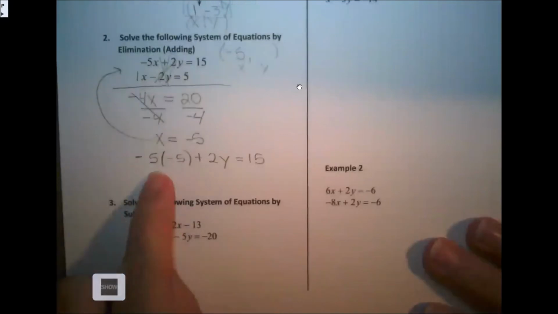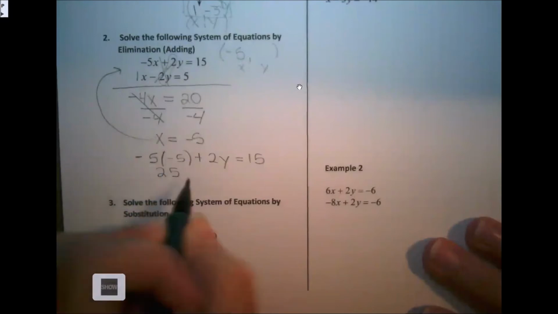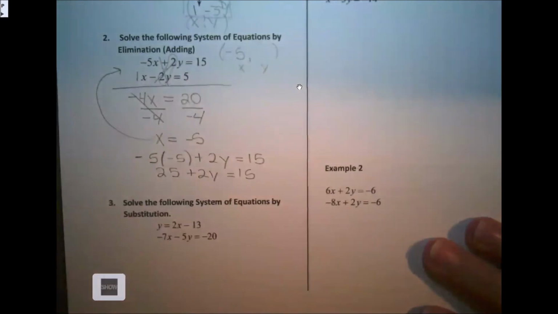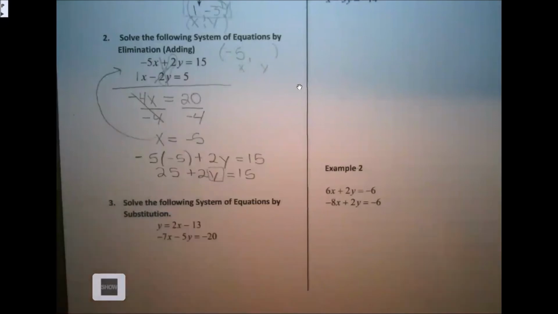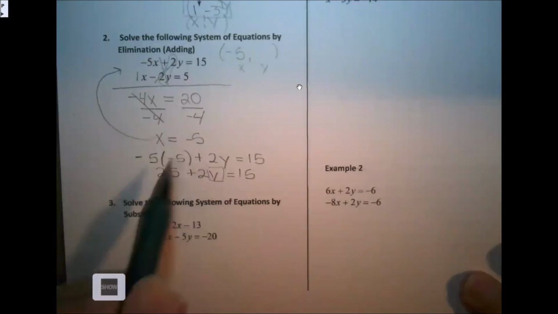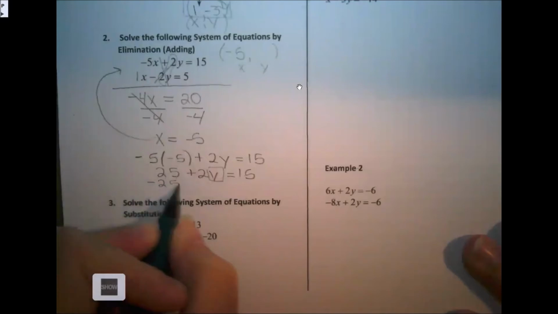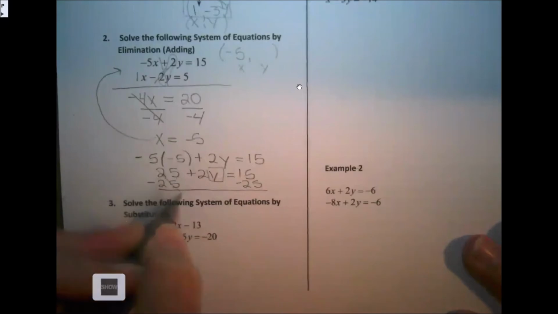So -5 times -5 gives you +25 plus 2y equals 15. Now again, we want to get this y by itself. So what do we have to do with the 25 to move it from the left to the right? The opposite of adding here would be subtraction. So -25, minus 25. That's going to cancel it out.